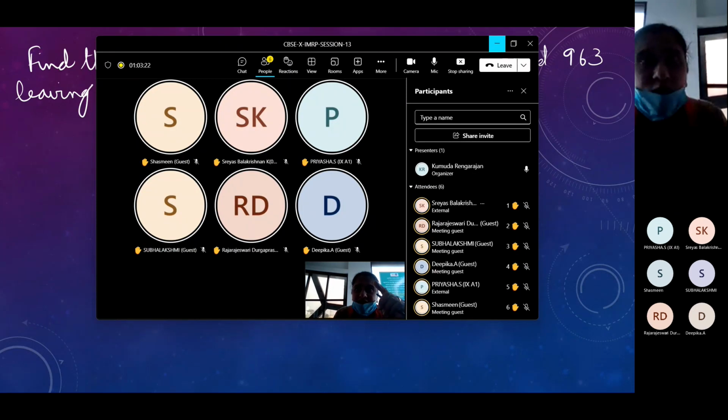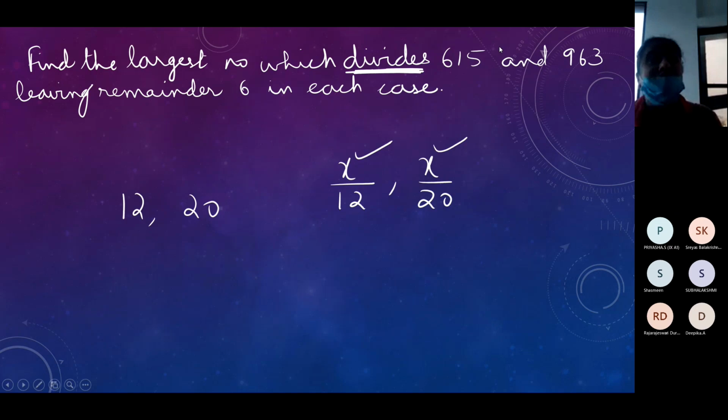If you want the dividend, you want the LCM. If you want the divisor, you want the HCF. Where do we write the dividend? In the numerator.